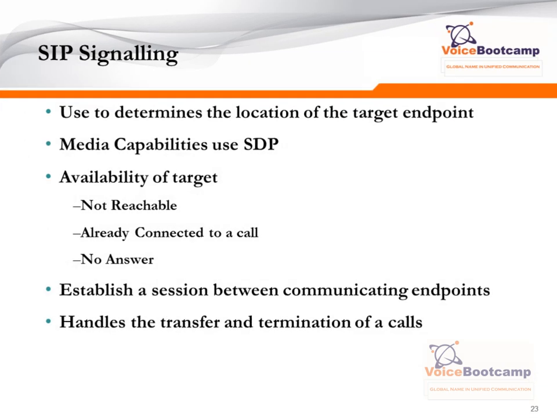SIP is used to determine the location of target endpoints. It uses SDP to discover media capabilities. The availability of a target has 3 conditions: either the target is not reachable, already connected to a call such as busy, or not answering. SIP signaling will establish a session between communicating endpoints and handles transfer and termination of a call or calls.